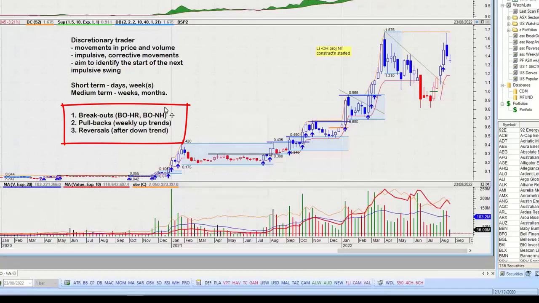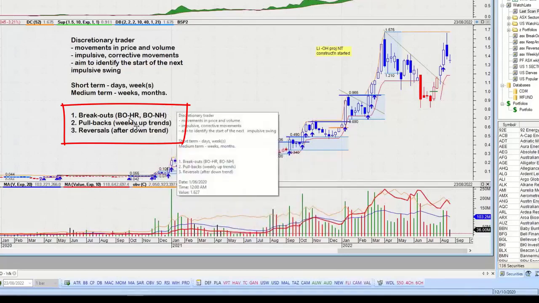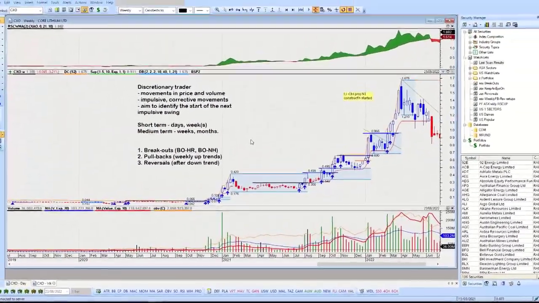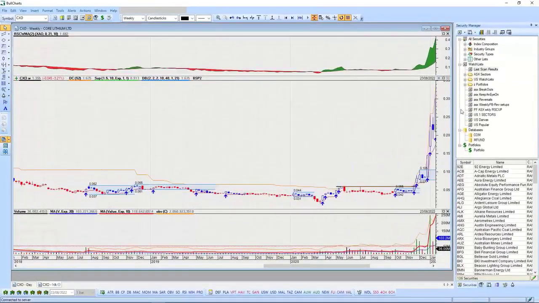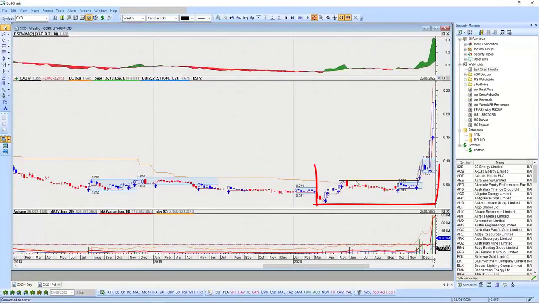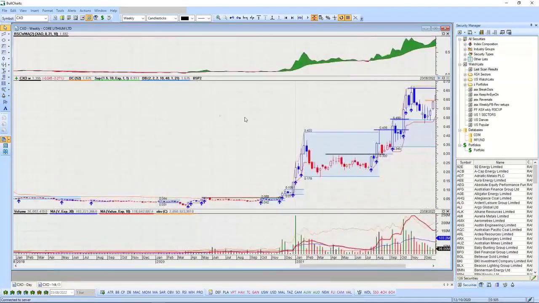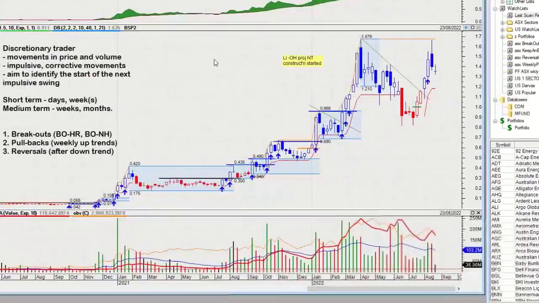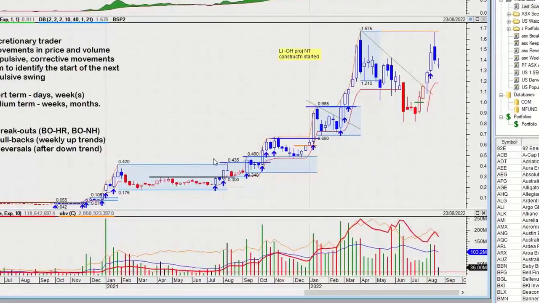Breakouts, and there's two kinds that I call breakouts of horizontal resistance and breakouts of a new high. Horizontal resistance might be something like this breakout down here in the very early days of this particular chart, this Lithium Explorer. Again, there's another long line of resistance here that finally broke out. These blue lines signify breakouts of new highs. So buying new highs. You can see there's 1, 2, 3, 4 of them. Possibly there's another one up here.